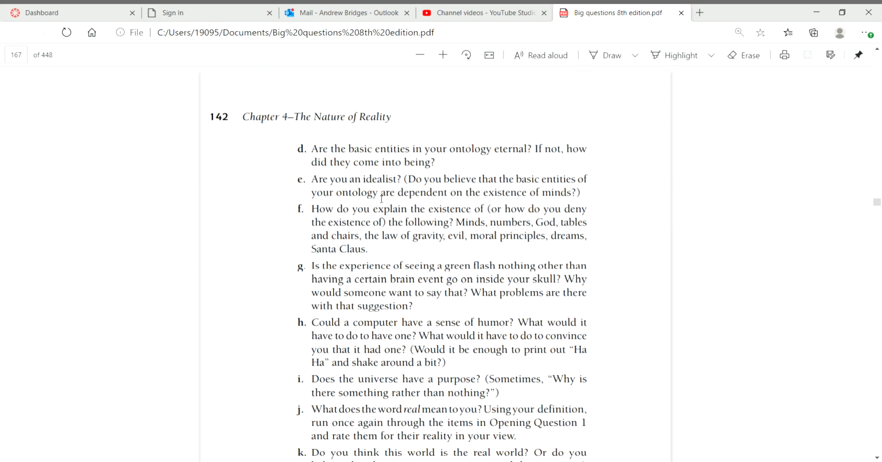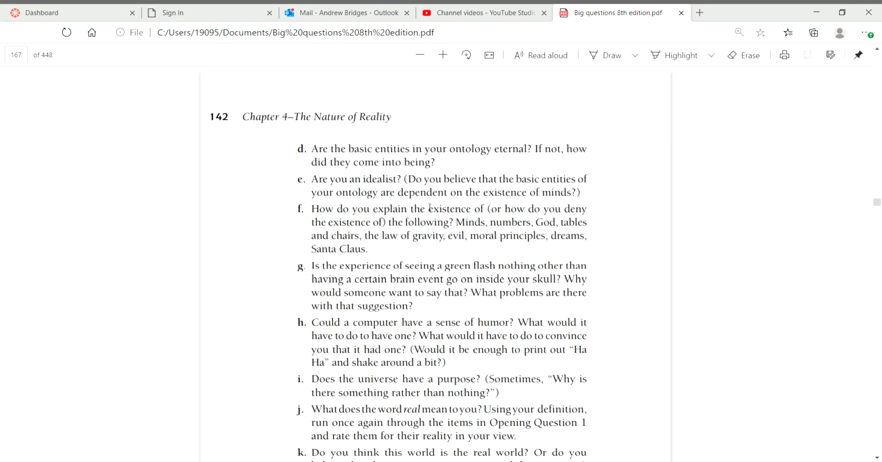E. Are you an idealist? Do you believe that the basic entities in your ontology are dependent on the existence of minds? So idealist has nothing to do with someone who has ideals, or has nothing to do with having conviction or virtues that you want to see implemented in the world per se. An idealist in this philosophical context has to do with ideas, and you think that ideas have the greatest reality and ideas are either apprehended or created by the mind.